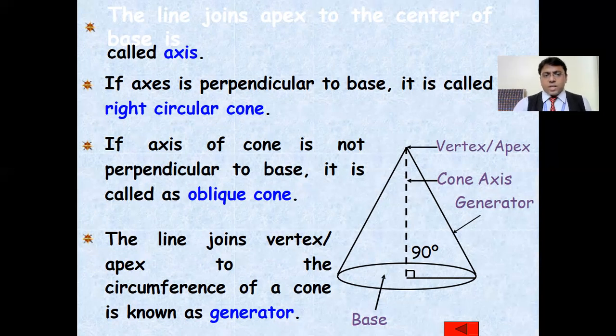The line joining vertex or apex to the circumference of a cone is known as generator. So with respect to this particular given cone, vertex, cone axis, generator and base are shown clearly on this pictorial representation on the current slide.